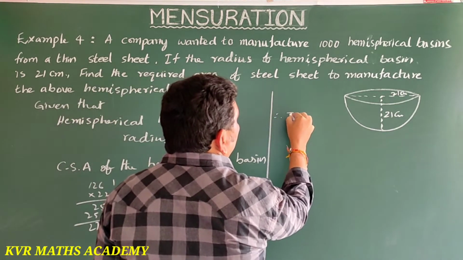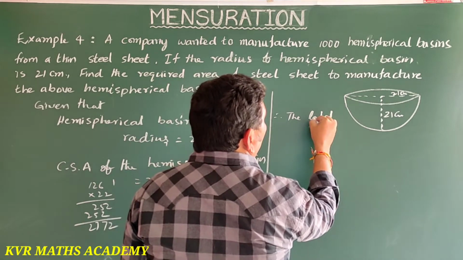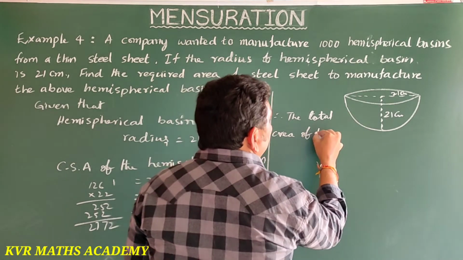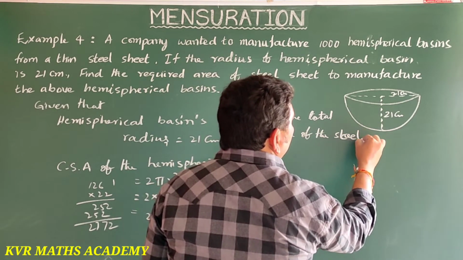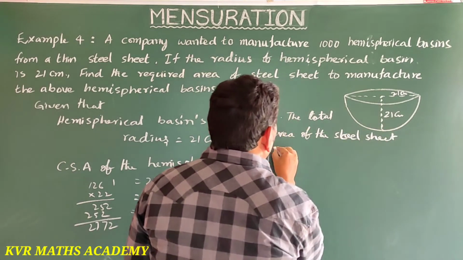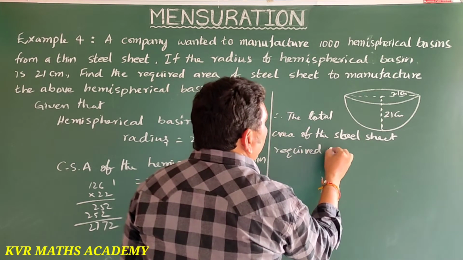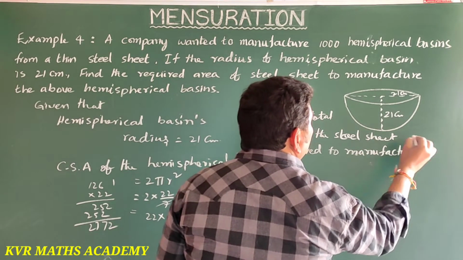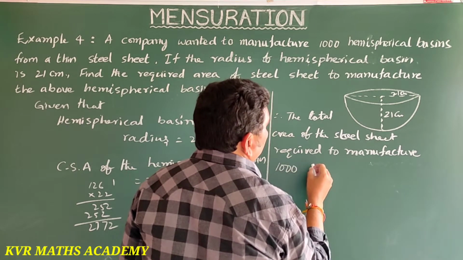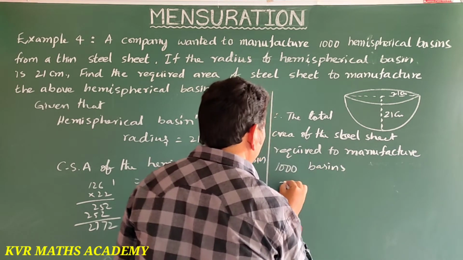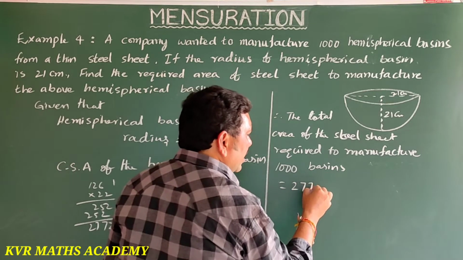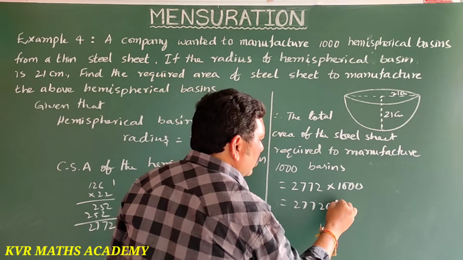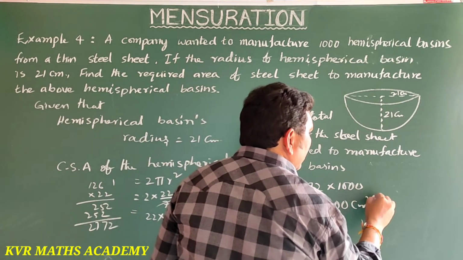Therefore, the total area of the steel sheet required to manufacture 1000 basins is equal to 2772 into 1000. That is equal to 2772000 centimeter square.